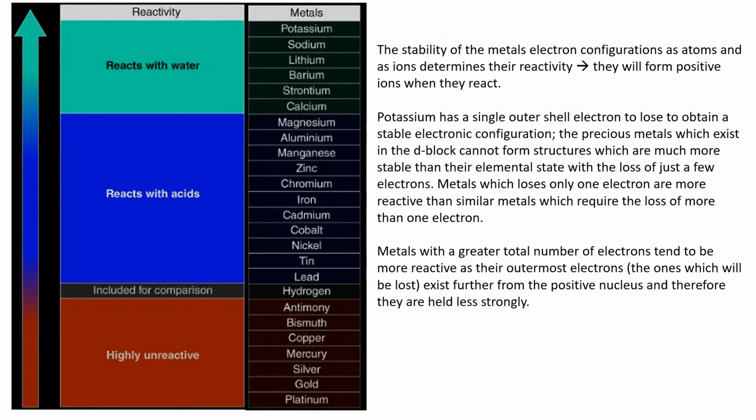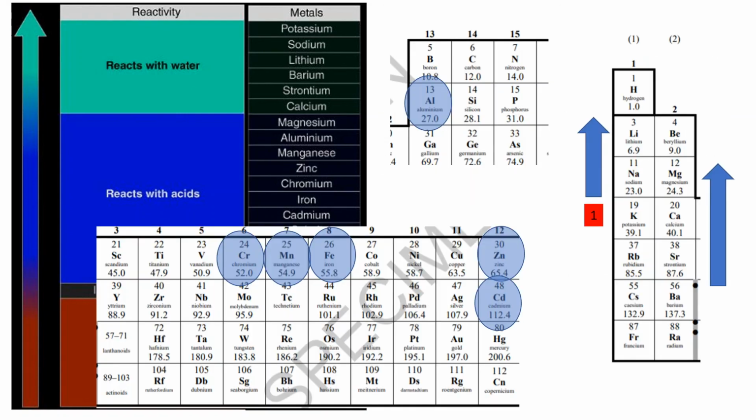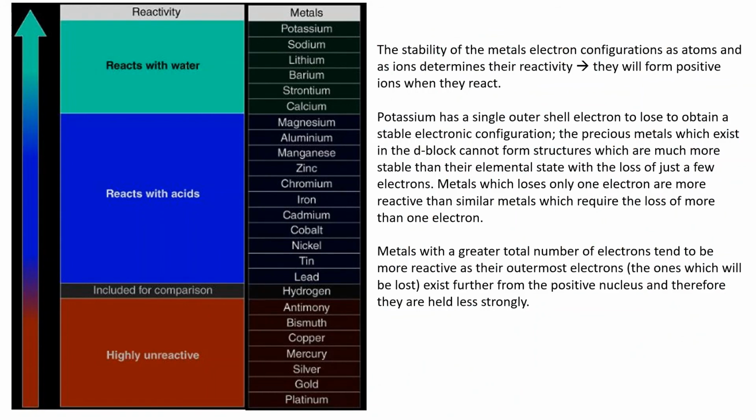Okay, so the stability of the metal's electron configuration as atoms and as ions determines their reactivity series. Potassium has a single outer shell electron because it's in group 1. It is easily lost because it's in the outer shell. So therefore it is more reactive, because it wants to obtain a full outer shell. So potassium has a single outer shell electron to lose in order to attain a stable electronic configuration. That's why it's very reactive.